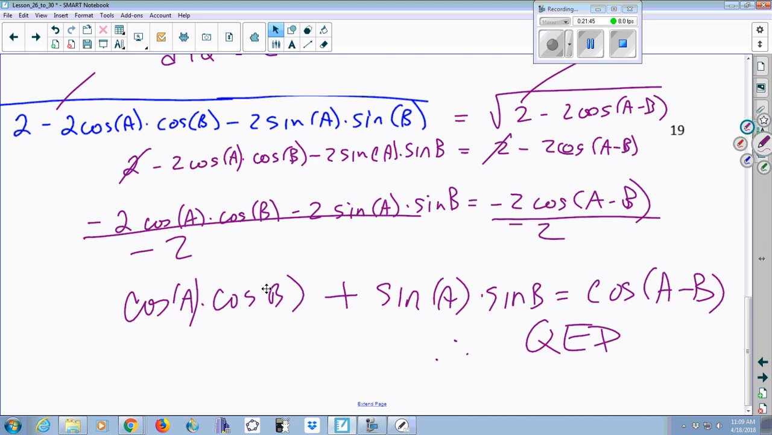Okay. So there's your first identity and the proof. Now, it's only a little bit of a stretch to think about how would you prove the cosine of A plus B. If you change the cosine of A plus B to this, A take away a negative B, then you'll have the same type of proof. Jackson? I don't understand why.